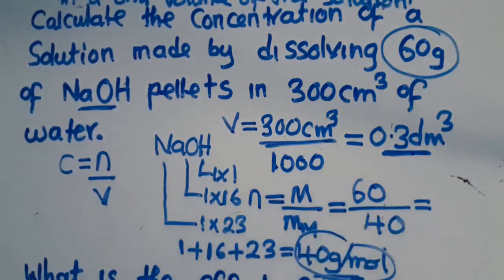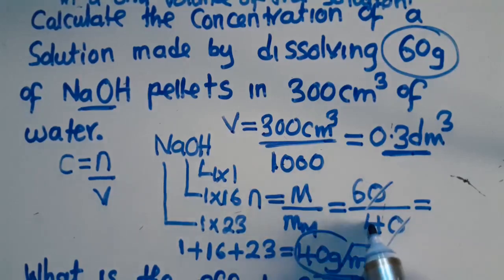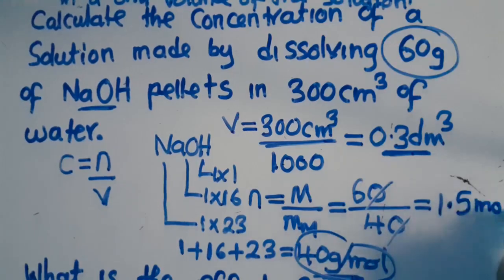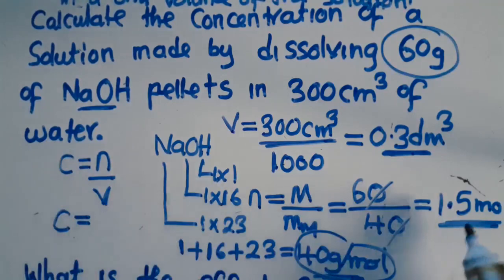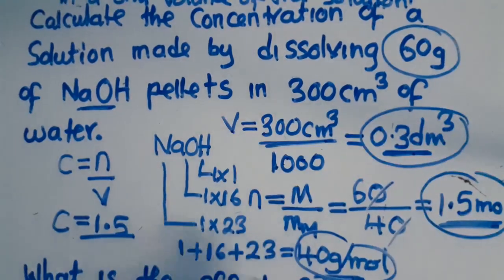What answer are you going to get whenever you divide there? This cancels, 4 into 6, that is 1. So the answer there is 1.5 moles. You just use a calculator and you are going to get that answer. So have you seen the procedures that I've done? I'm looking at this particular formula where I need to calculate the concentration. I calculated the number of moles, 1.5, so I put 1.5 there over the volume. The volume is here, 0.3.